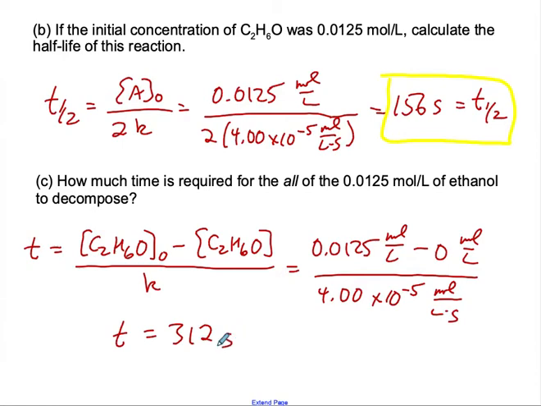The easier way is to recognize that the rate is constant. So if I know how long it takes for half of the initial concentration to go away, how long will it take for all of it to go away? Twice that. So this is simply equal to twice the half-life, which we actually see is the case.